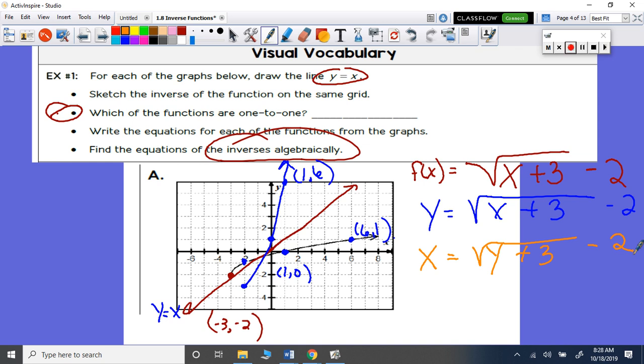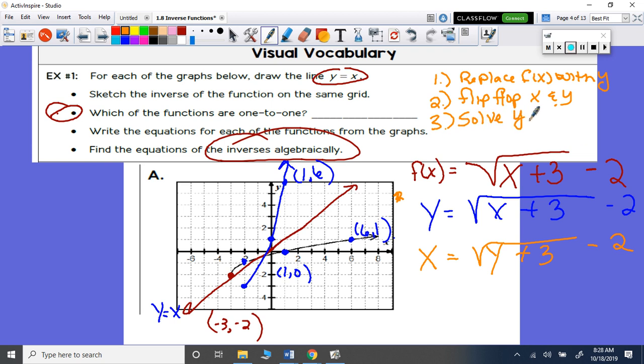And then all you do is solve for y. So let's make a little note. First step, let's do it up here. One, you're going to replace f of x with y. Two, you're going to flip-flop, no flip-flops today, x and y. And then three, you're just going to solve for y. And when you get that done, you have your inverse equation.